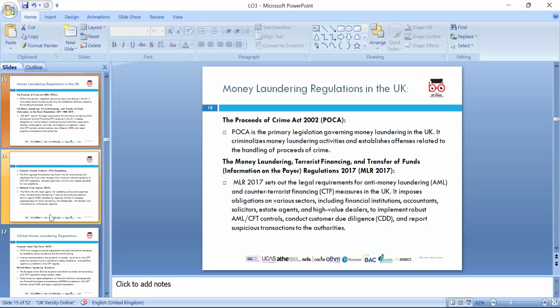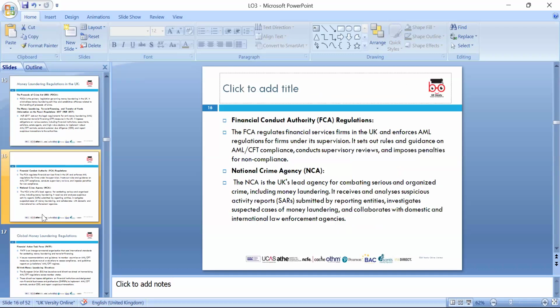On money laundering, terrorist financing, and the transfer of funds information of the payer, we have the Money Laundering Regulations 2017, which is the anti-money laundering legislation. We have a counter terrorism financing measure in the UK. It implies obligations on various sectors, including financial institutions, accountants, solicitors, agents, and high value dealers. We have to conduct customer due diligence and report suspicious transactions. That's all we need to be looking at.